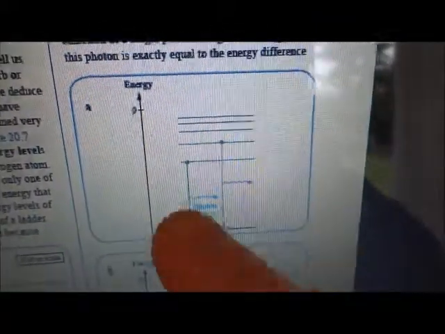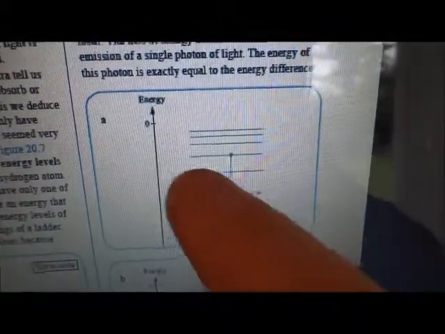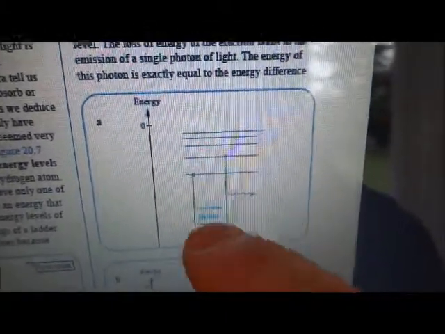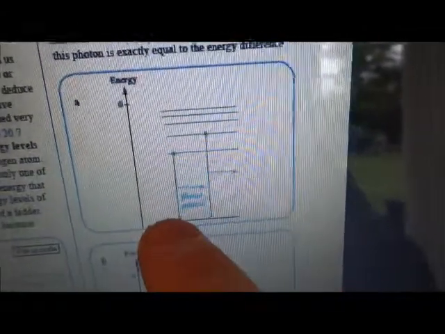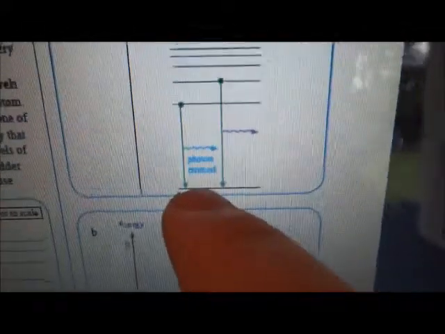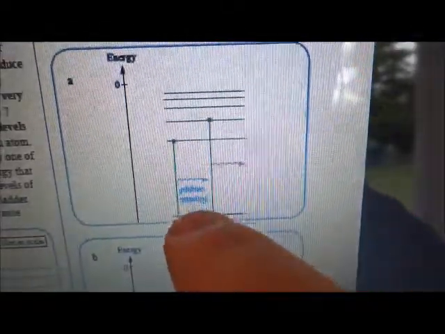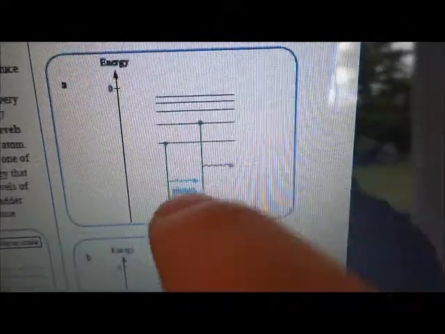When it goes back down again, a photon is emitted. The difference in energy between these two levels will tell you the frequency using the Planck equation, E equals hf, or you can find the wavelength from that too. So the idea is this exact transition that can happen inside an atom, from being excited to going back down to the ground state, will give out a certain wavelength of photon.